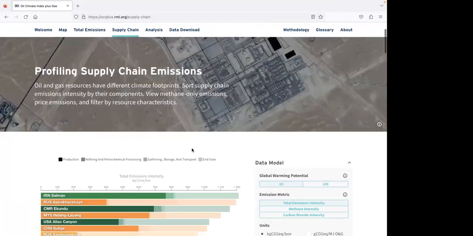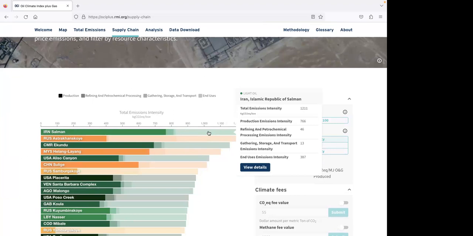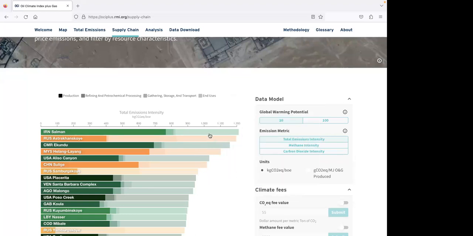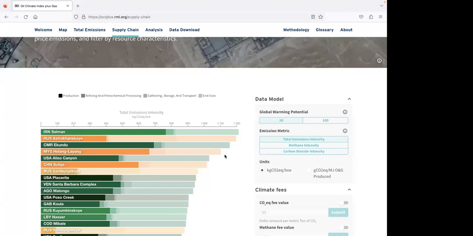Next, let's go to the supply chain page. Each bar on this page represents one oil or gas resource. Greens are the oils and yellows are the gas resources. The length of each bar estimates the total emissions intensity in kilogram CO2 equivalent per barrel of oil equivalent, or BOE. In this release of OCI+, we break out gathering, storage, and transport as its own supply chain category, and now we have 4 broad supply chain categories, namely production, refining and petrochemical processing, gathering, storage, and transport, and end uses.